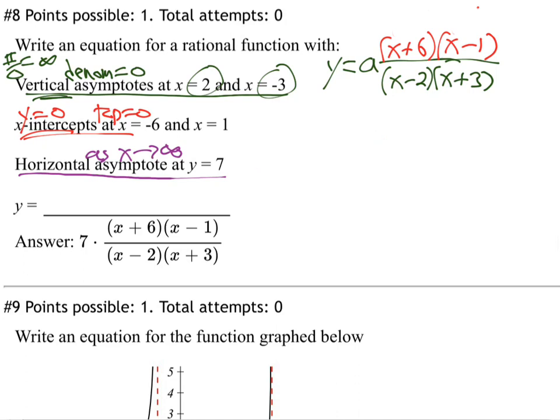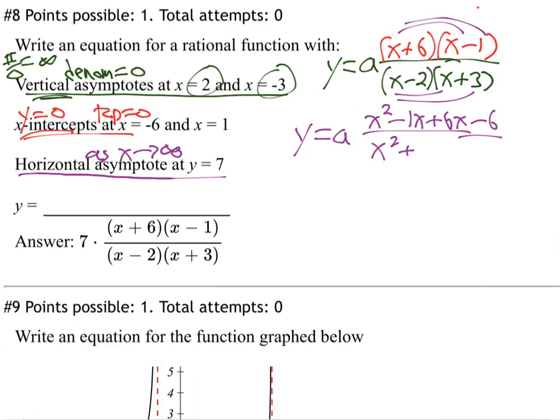If I was to multiply out this function right now, just leave the A here. If I was to multiply this top out, I'd get x squared minus 1x plus 6x minus 6. And the bottom, I'd get x squared plus 3x minus 2x minus 6.